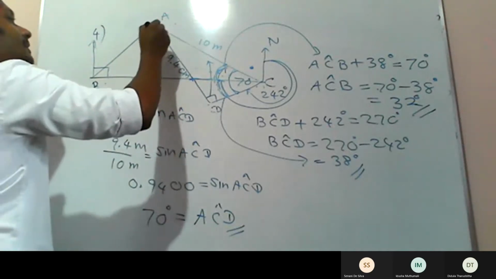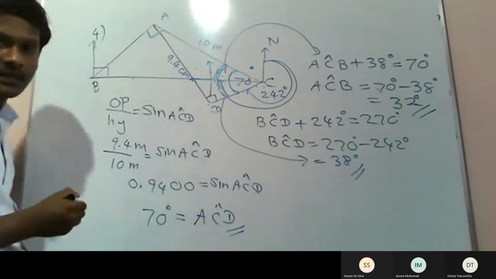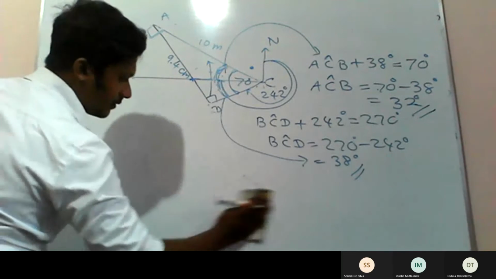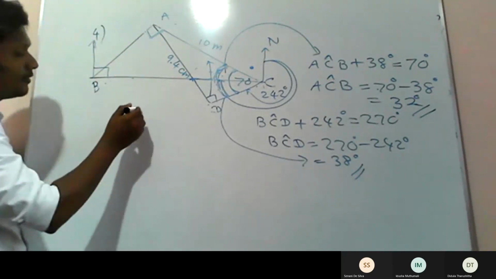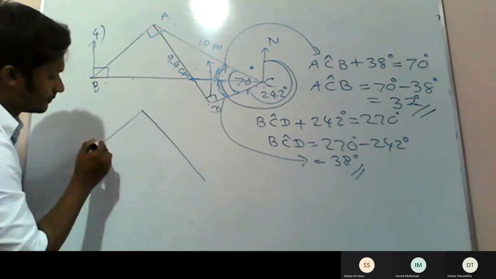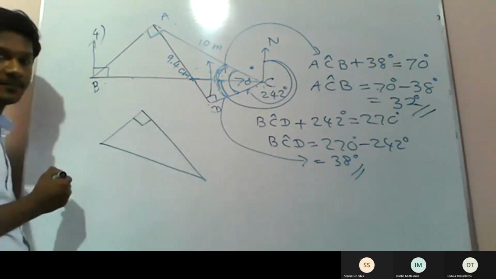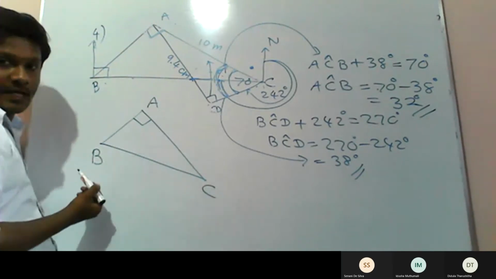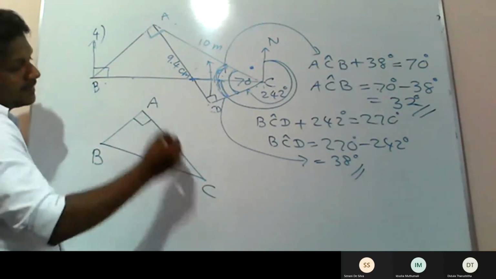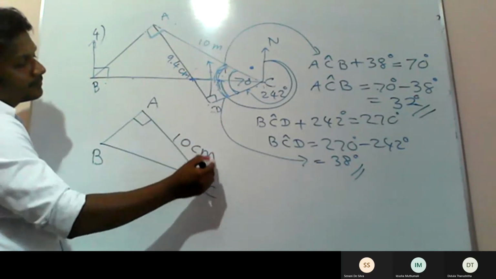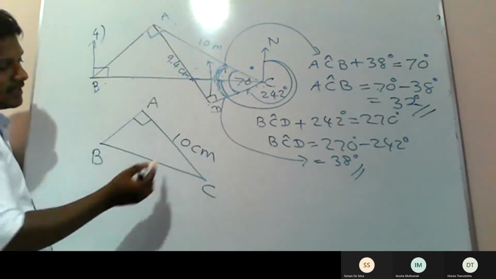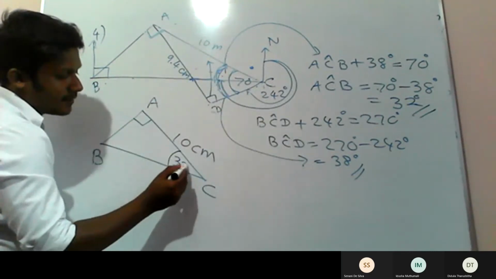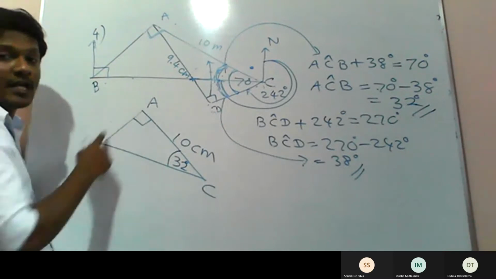Now we know this angle is 90 degrees, right? Consider this triangle ABC. AC length is 10 centimeters, and you know this angle ACB is 32 degrees. Find the length of AB.